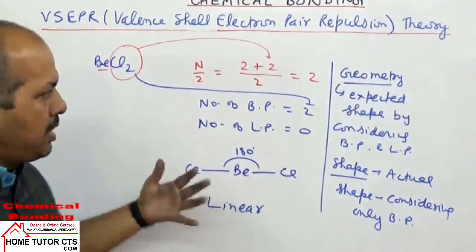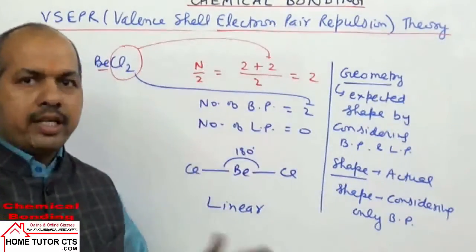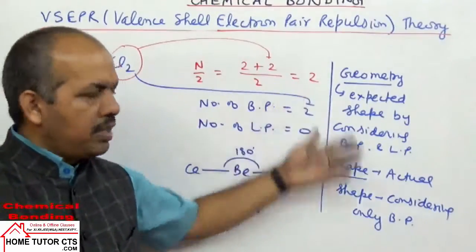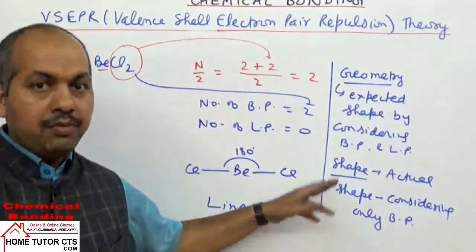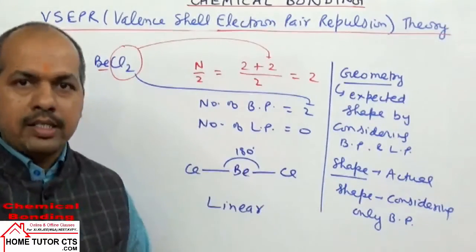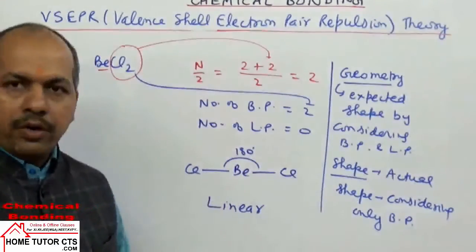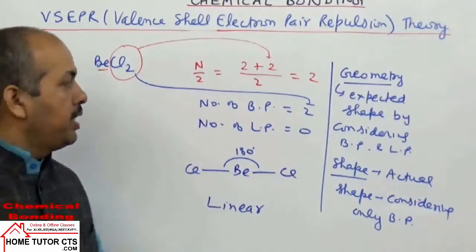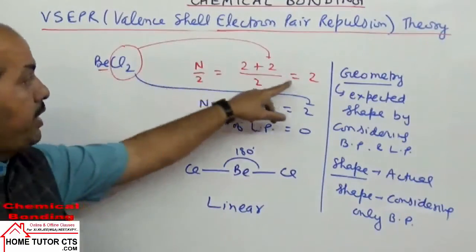Now, in questions, sometimes they don't mention which one is meant. So when nothing is mentioned, you can take the shape or geometry as the actual shape. If nothing is mentioned in the question, the actual shape is the required answer. Okay, let us take the first example. Now we can see the value of n by 2. I have taken 2 here.